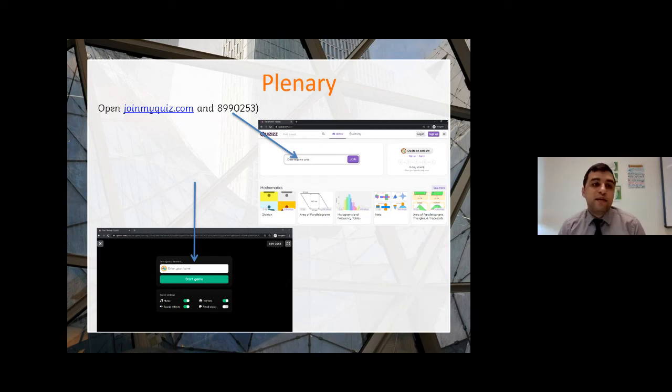And at the end, I have another quiz for you, which is going to summarize the knowledge we learned during the session. For this, again, you need to go to the website joinmyquiz.com, and in the box where you should add the game code, you should write 899-0253. Then press the join button.